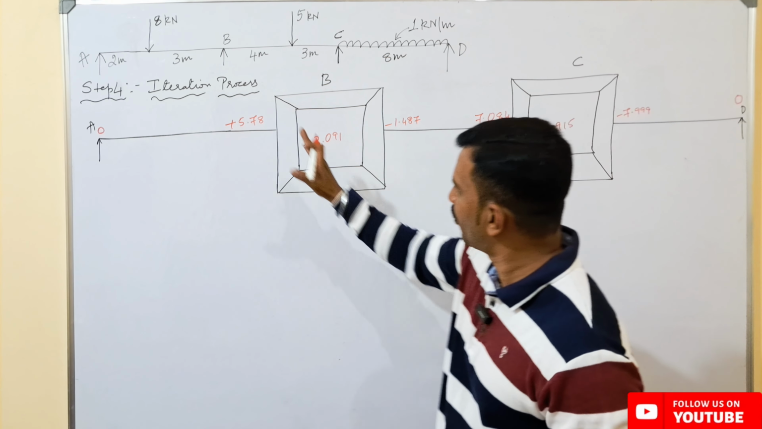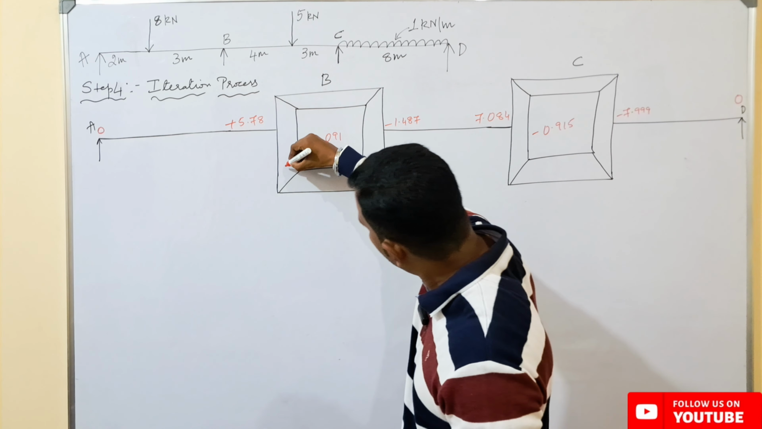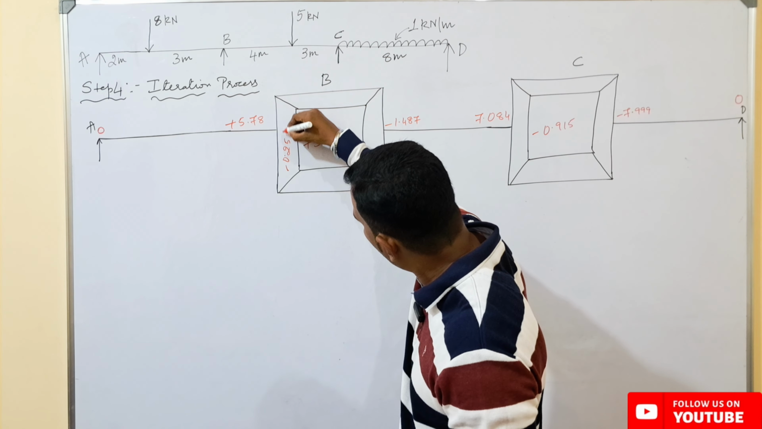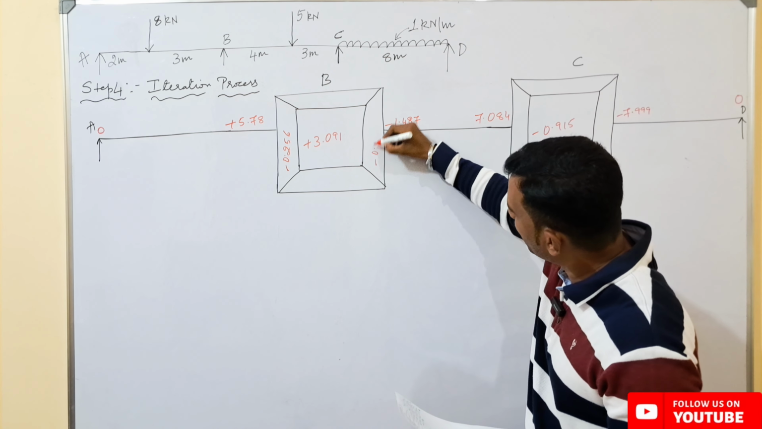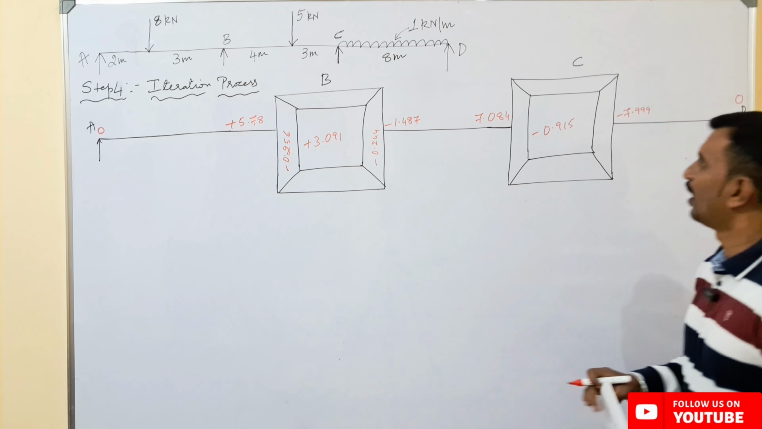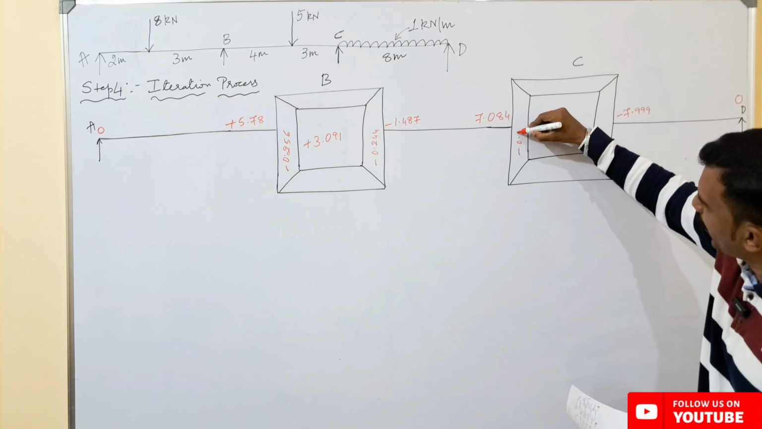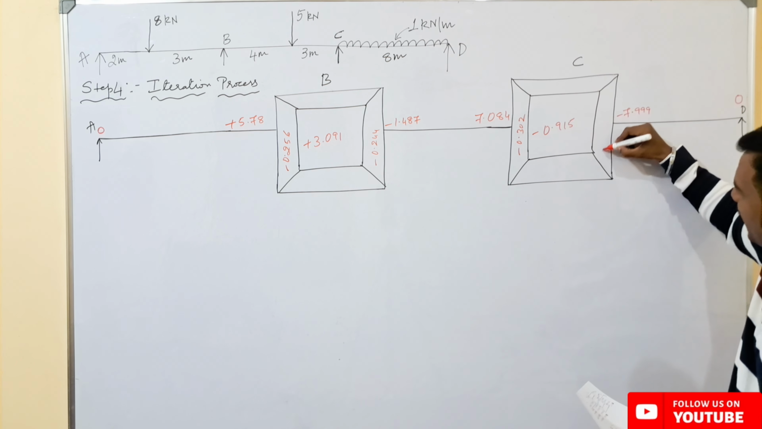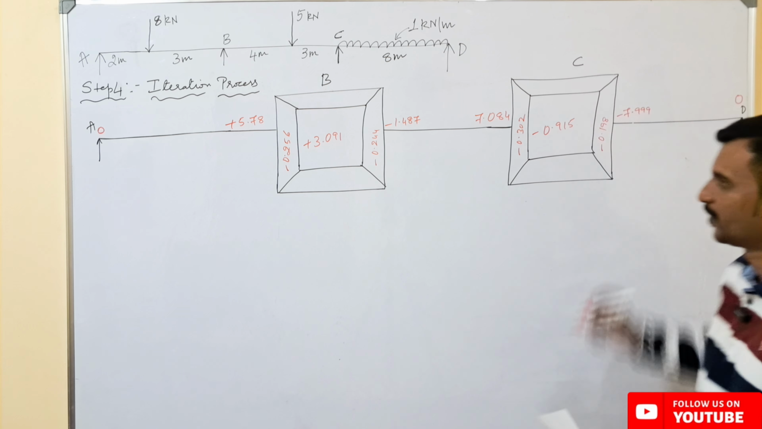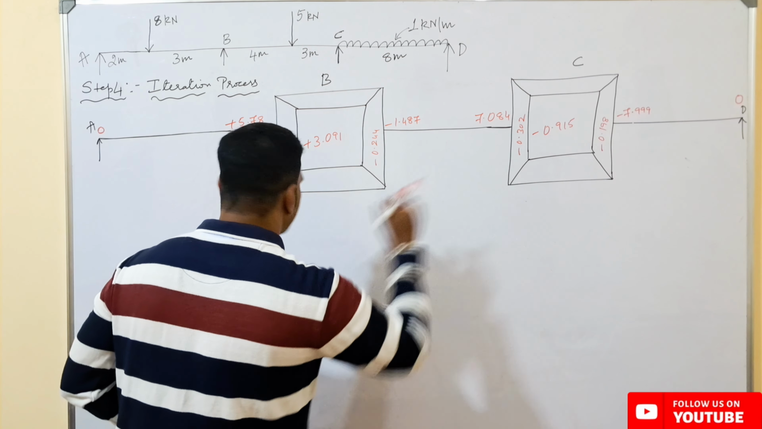So here the rotation contribution for the member B to A, we have got a value of minus 0.256, and from B to C we have got a value of minus 0.244, and rotation factor for C to B, the value is minus 0.302, and from C to D the value is minus 0.198. So now we have to consider the rotation contribution. As I told, we are calculating only for the intermediate supports.